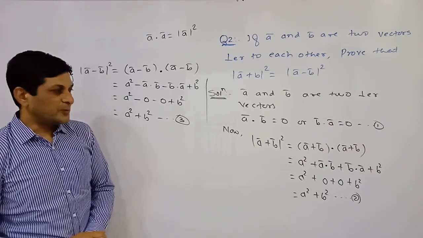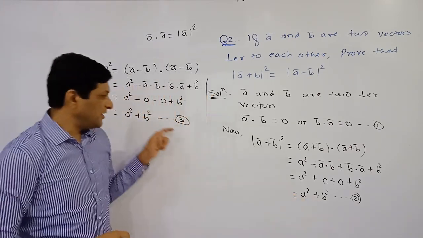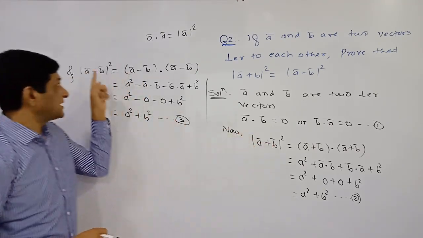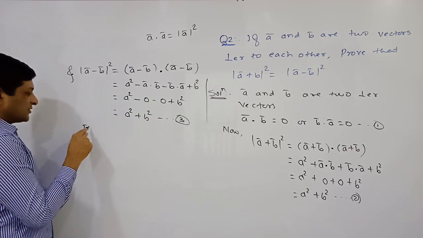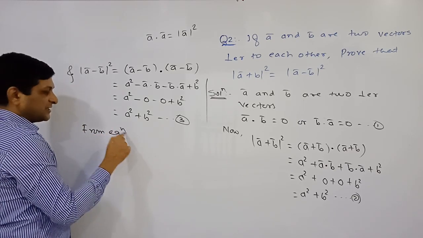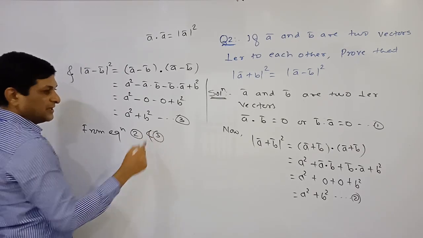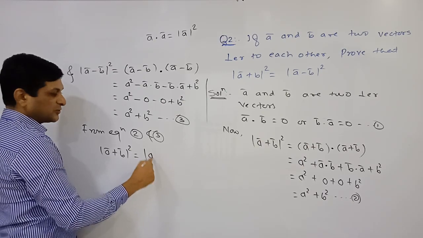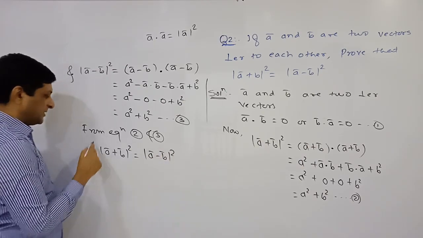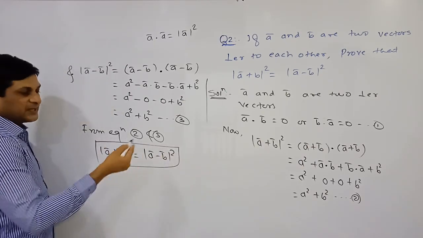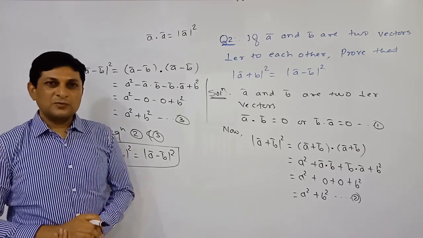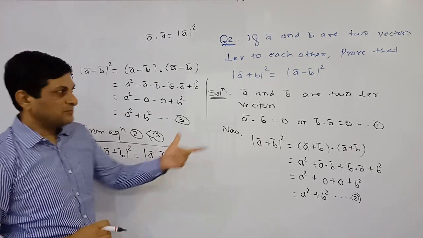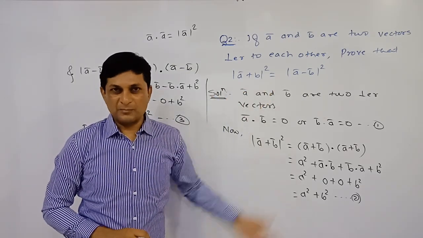Now what we can observe from equation number 2 and equation number 3 is that the right hand sides are equal, and since the right hand sides are equal, we can say that the left hand sides are also equal. So from equations 2 and 3, we can say that the square of the magnitude of a bar plus b bar is equal to the square of the magnitude of a bar minus b bar, and this is the important condition you should know while solving objective type questions: if two vectors are perpendicular, this condition is satisfied. So this completes the proof here.